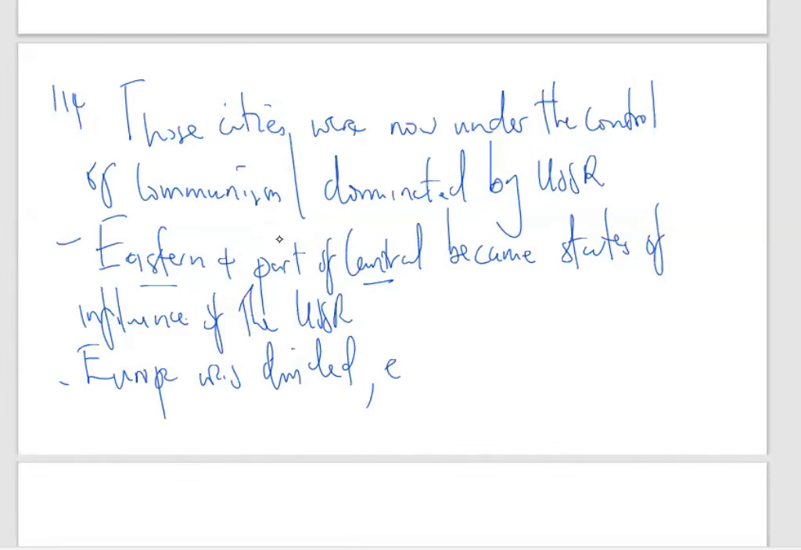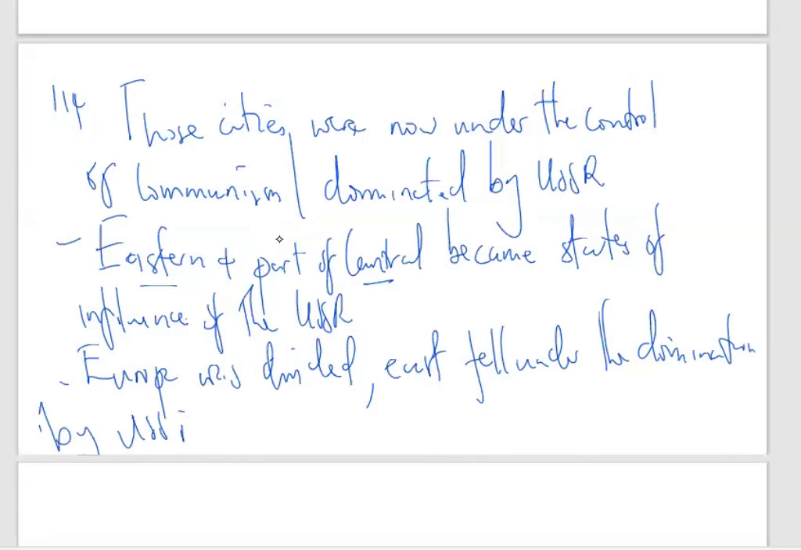And the East fell under the domination by USSR. That might be the other implication of that statement.